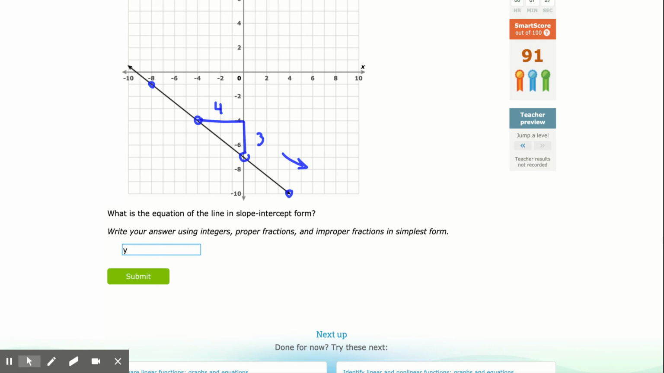So y equals -3/4. Remember, rise is on the top of the fraction. Run, left and right, is on the bottom. Don't forget to type in x. And then I cross the y, the vertical axis, at -7.